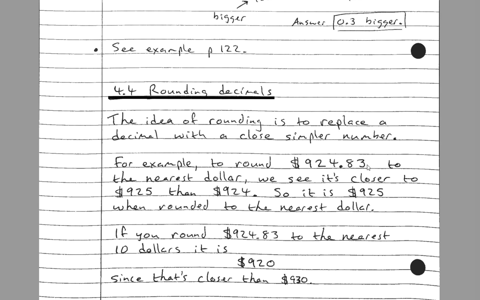Well, you can see this amount of money is between $924 and $925, but it's only 17 cents from $925, so to the nearest dollar amount, it's 925. All right, so that's an example of rounding. So it's less accurate, but it's simpler. So to the nearest dollar, it's 925.